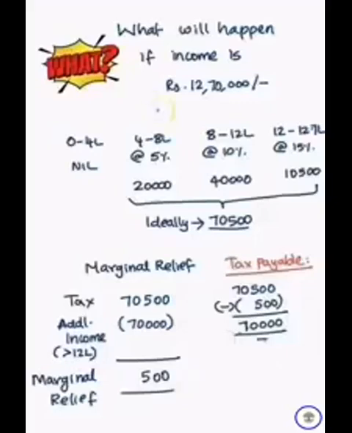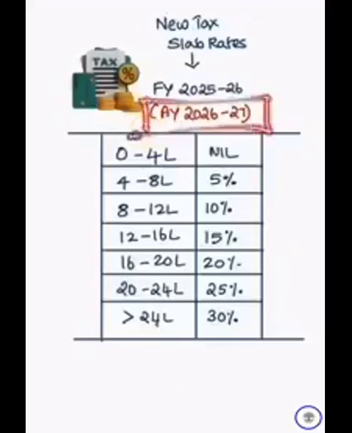So this is how things are going to be in future. That is from the assessment year 2026-27. And also please note the cases where there are special tax rates. Let's say in case of capital gains and all, taxes will be levied and collected as per those special rates.